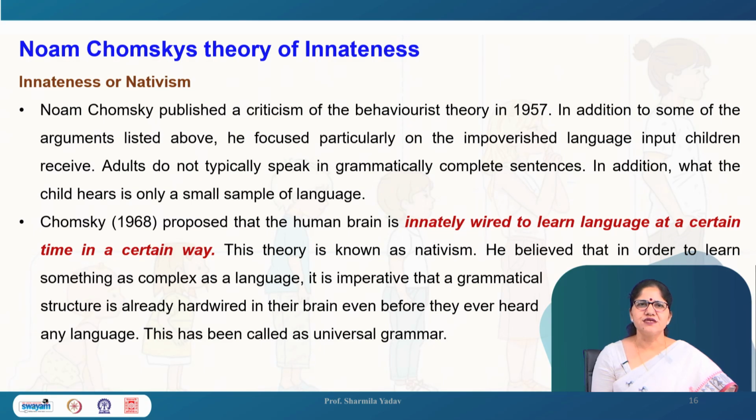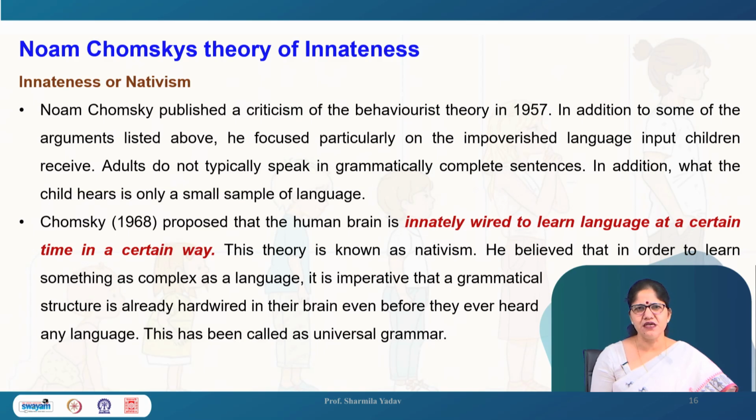Now, after having discussed imitation by Skinner, we will discuss Noam Chomsky's theory of innateness, which is also known as nativism. Noam Chomsky published a criticism of the behaviorist theory in 1957. In addition to some of the arguments listed above, he focused particularly on the impoverished language input children receive.